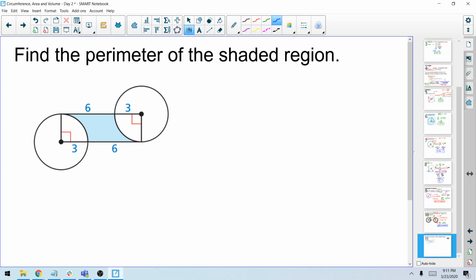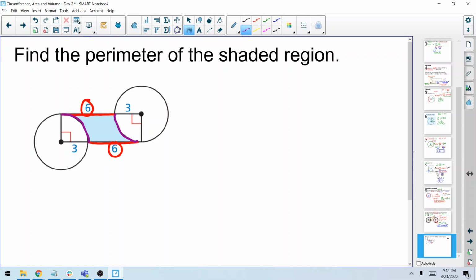Last but not least, find the perimeter of the shaded region. So the shaded region on mine is in blue, and we need to find the perimeter of this thing. So I'm first going to start with, that's part of the perimeter, that's part of the perimeter, that's part of the perimeter, and that's part of the perimeter. I think the easiest part to start with would be the 2 red lines. So part of the perimeter is we've got 6, and we've got 6.